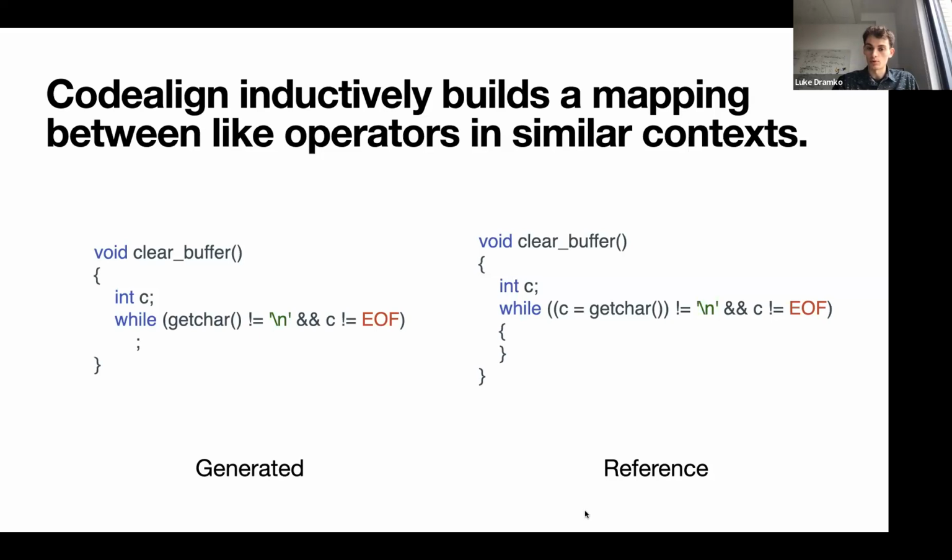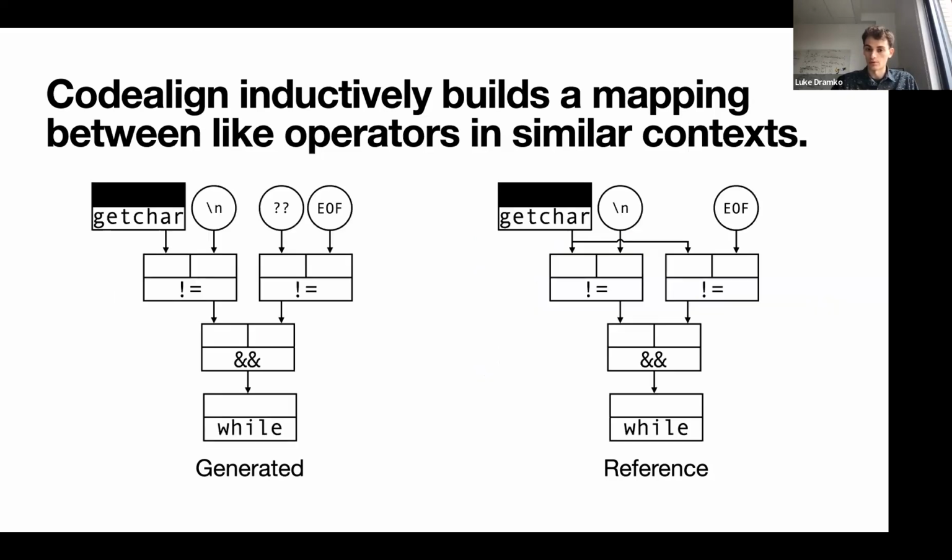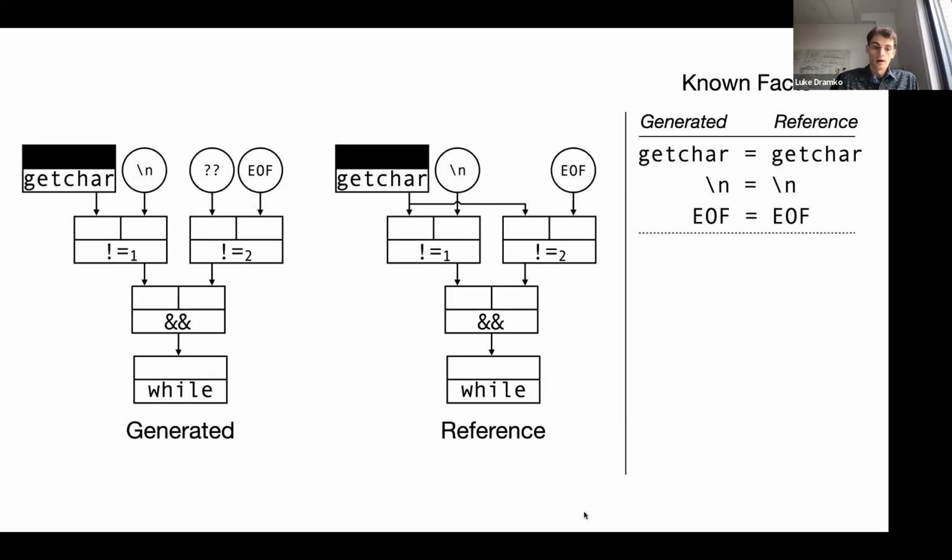Let's convert this into a more convenient form, the data flow graph form. And it's a little bit easier to see that here we have this uninitialized memory, and in the other case we don't. It's actually using the results of getChar. Okay. So let's do some induction. Here we have the generated and reference code, and we start out with our known facts.